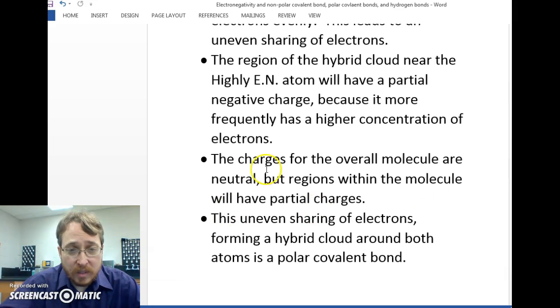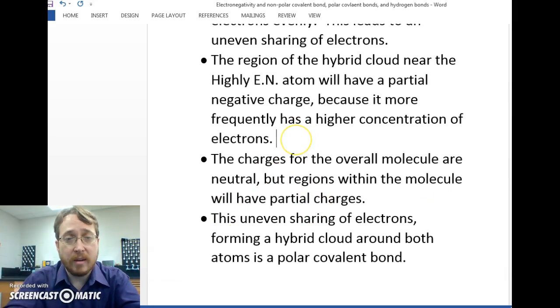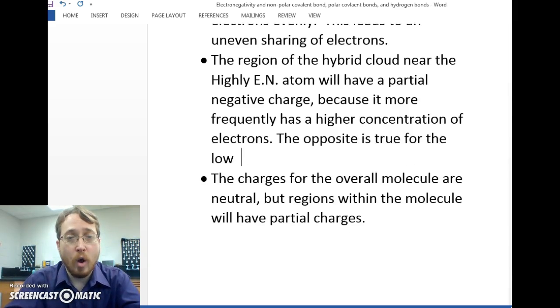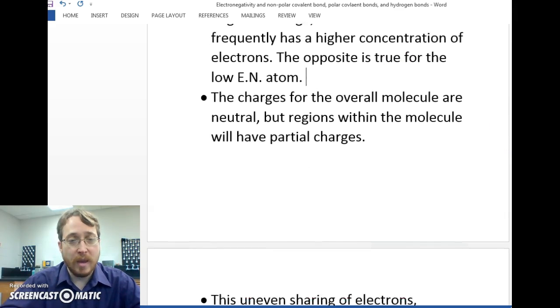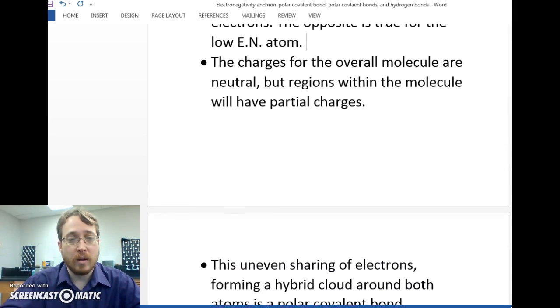Now, I should have said, but I didn't, that the opposite is true for the low electronegative atom. It will have a partial positive charge because more frequently it has a lower concentration of electrons. Anyway, that should be everything for the covalent bonds. We'll discuss hydrogen bonds in a future video.